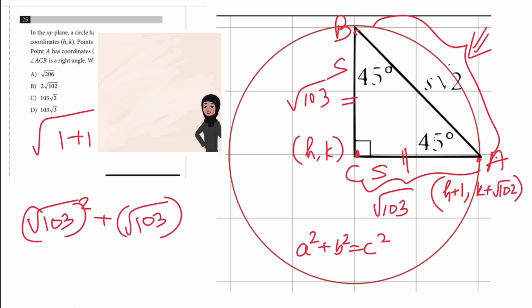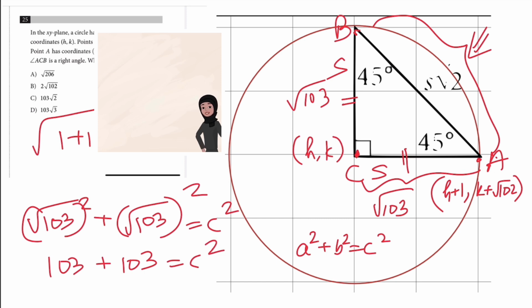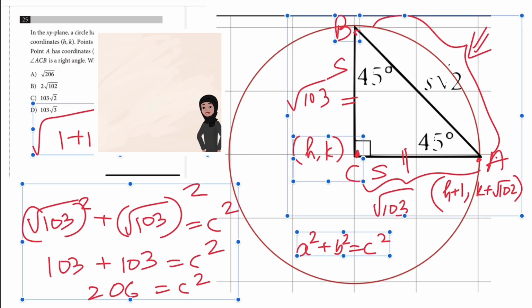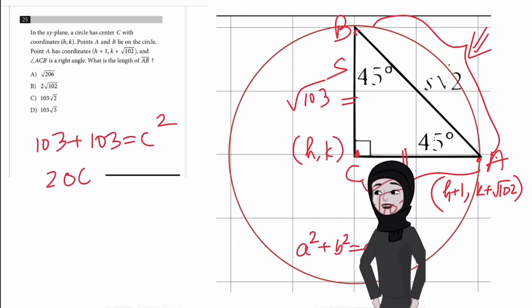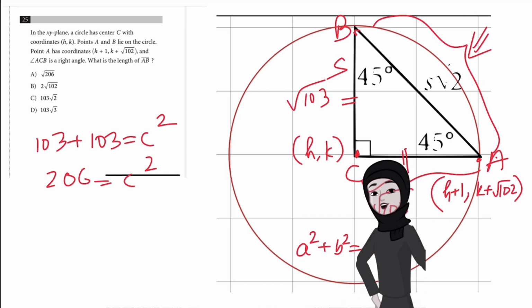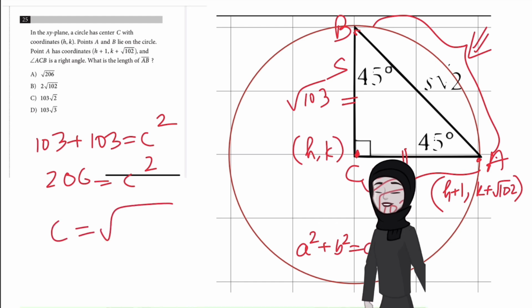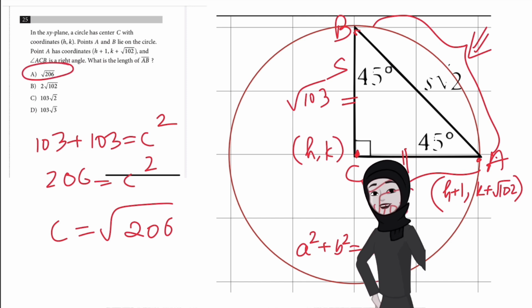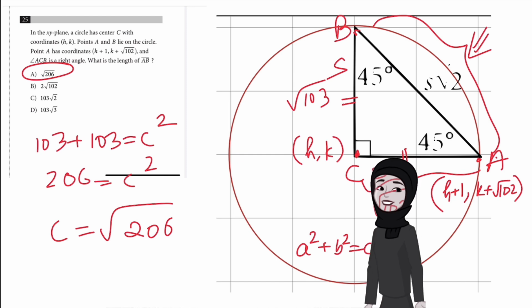Square root of 103 the whole squared plus square root of 103 the whole squared will be equal to C squared. So 103 plus 103 is equal to C squared. So 206 is equal to C squared. Taking the positive square root of both sides of this equation, C is equal to square root of 206. That is matching to answer choice A, square root of 206.